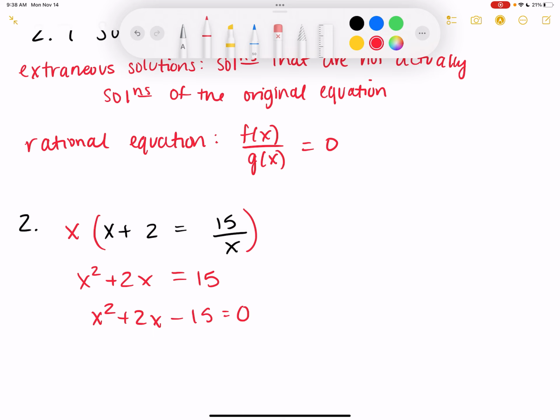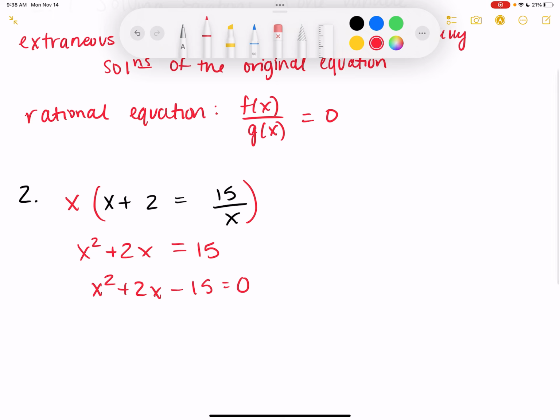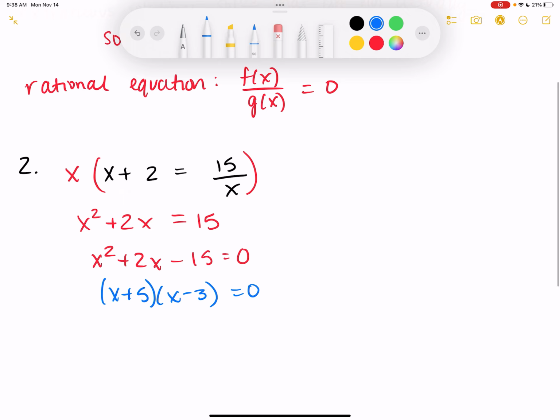So what would that factor into? Positive 5, negative 3. So this is x plus 5, x minus 3 equals 0. Set each piece equal to 0. So x equals -5, x equals 3.